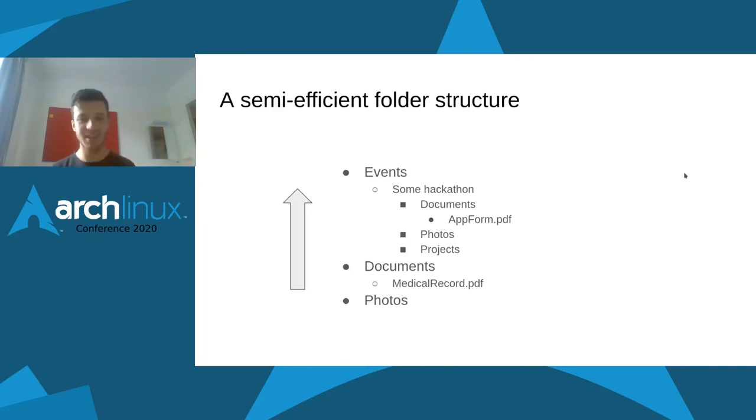And so what happens is that if events is higher priority than documents, then obviously if I have a document related to an event, it's going to be placed within events, documents. And if I have a document which is not related to an event, then it's simply going to be placed in documents. So this folder structure still works because as long as I know my tags and as long as I know the order of my tags, I can still easily find what I'm looking for. So if I'm looking for a hackathon document, then I know it must be in events, and also in documents within events.